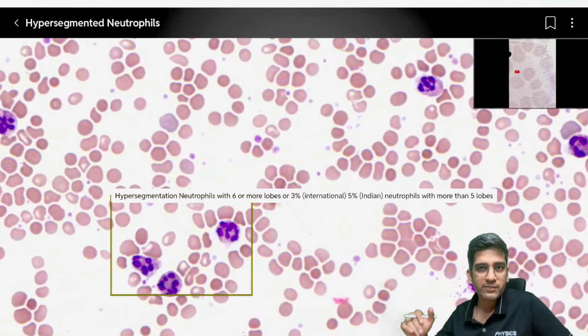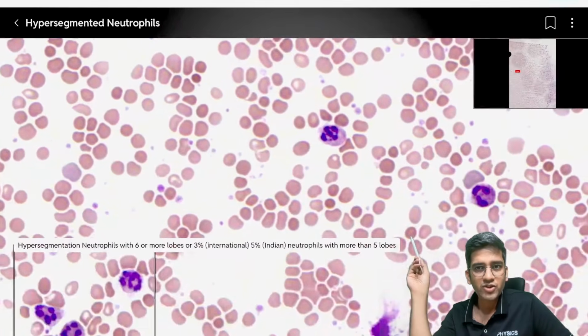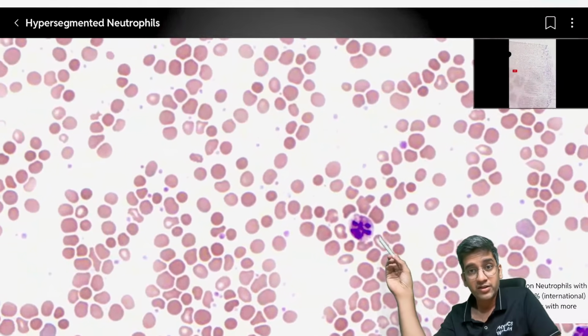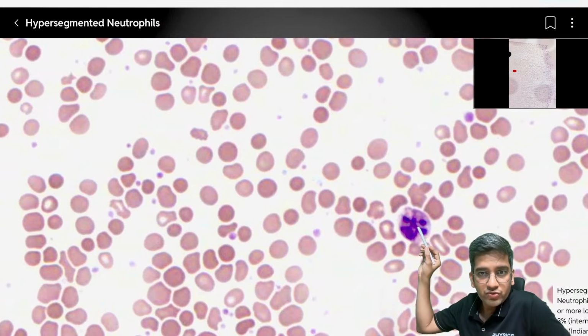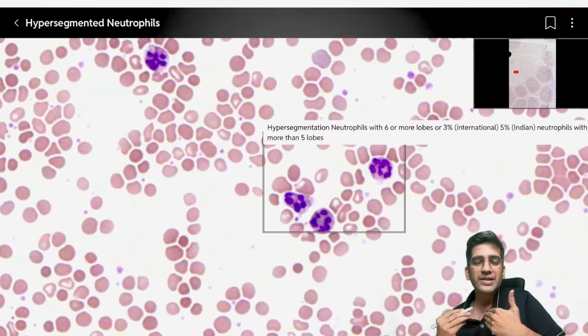Can we call it hypersegmented? Definitely, right? Look at the number of segments. There are so many, right? There are so many segments. Look at this. There are so many, right? If you can count here, there's like 1, 2, 3, 4, 5, 6, easily more than 6, right? So I call it a hypersegmented neutrophil.